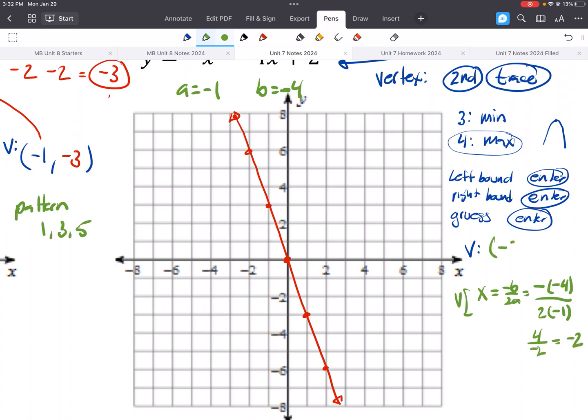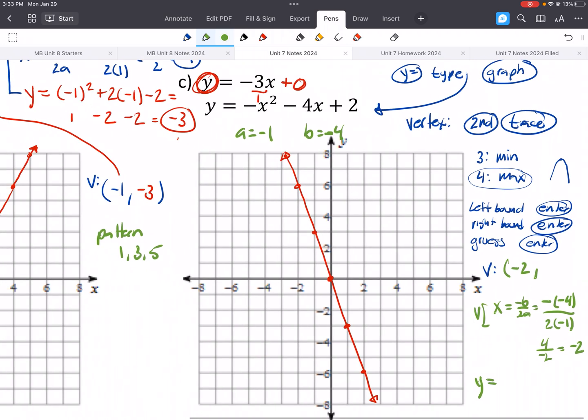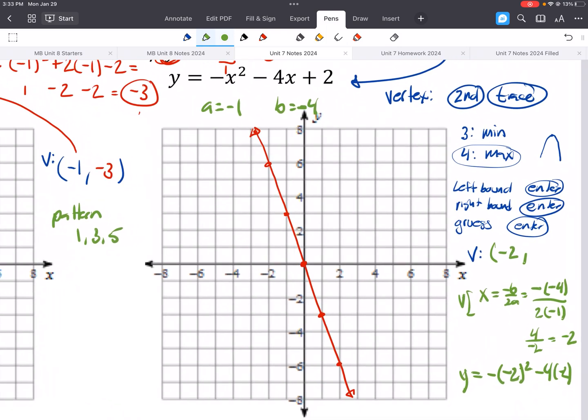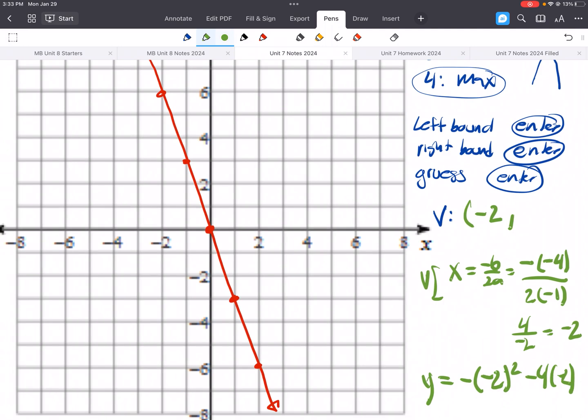So we end up getting negative 2, comma, and again, to find the y, we just plug it into the equation. So we'd have negative 2 squared minus 4 times negative 2, and then plus 2. Sorry, I'm kind of running out of room here. Give me one sec.